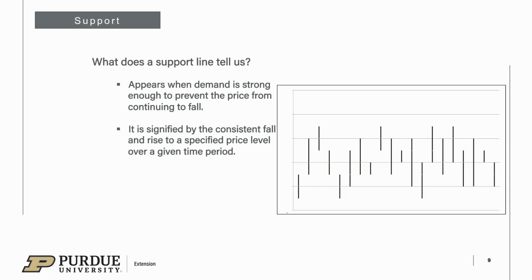The opposite happens with support. This appears when demand is strong enough to prevent the price from continuing to fall. So again, the price continually rises and falls to a specific level. That specific level is where the support line is drawn. In the chart here, it's, again, that brown line that we have labeled support. That support line is not broken until price falls below it, and it signifies that prices are in a decline and we need to be leery of it.